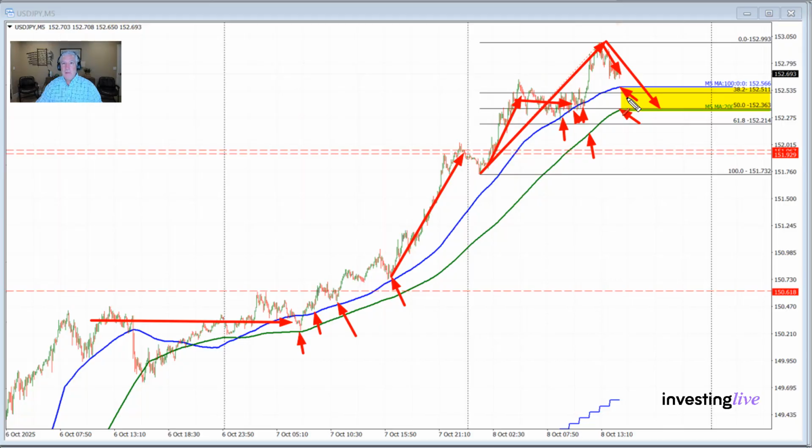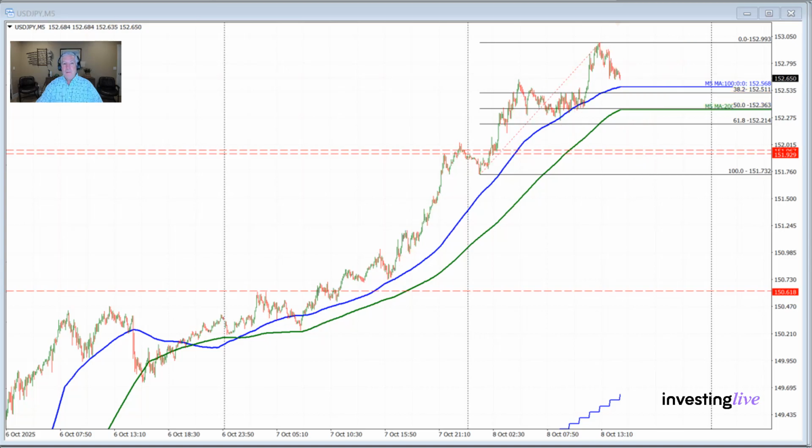The sellers have to worry about another rotation back to the upside. But if we do break below these levels, then you can argue that the high is in place and we could have to see further corrective action to the downside. Just again, another little nuance for the dollar versus yen.